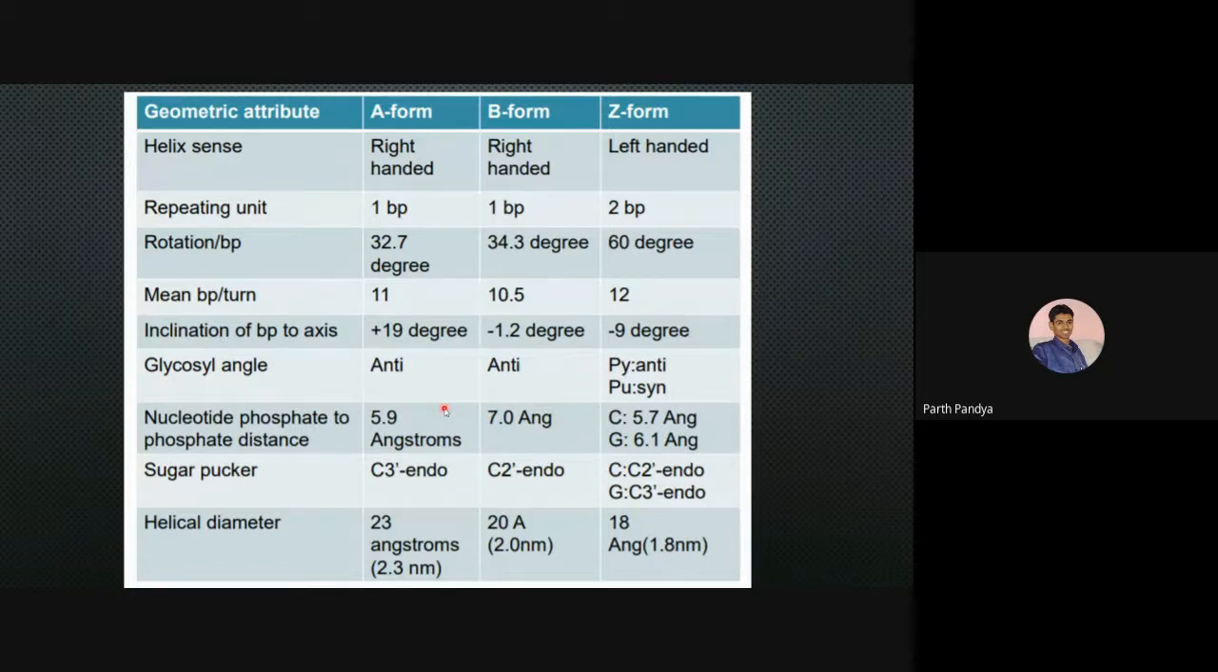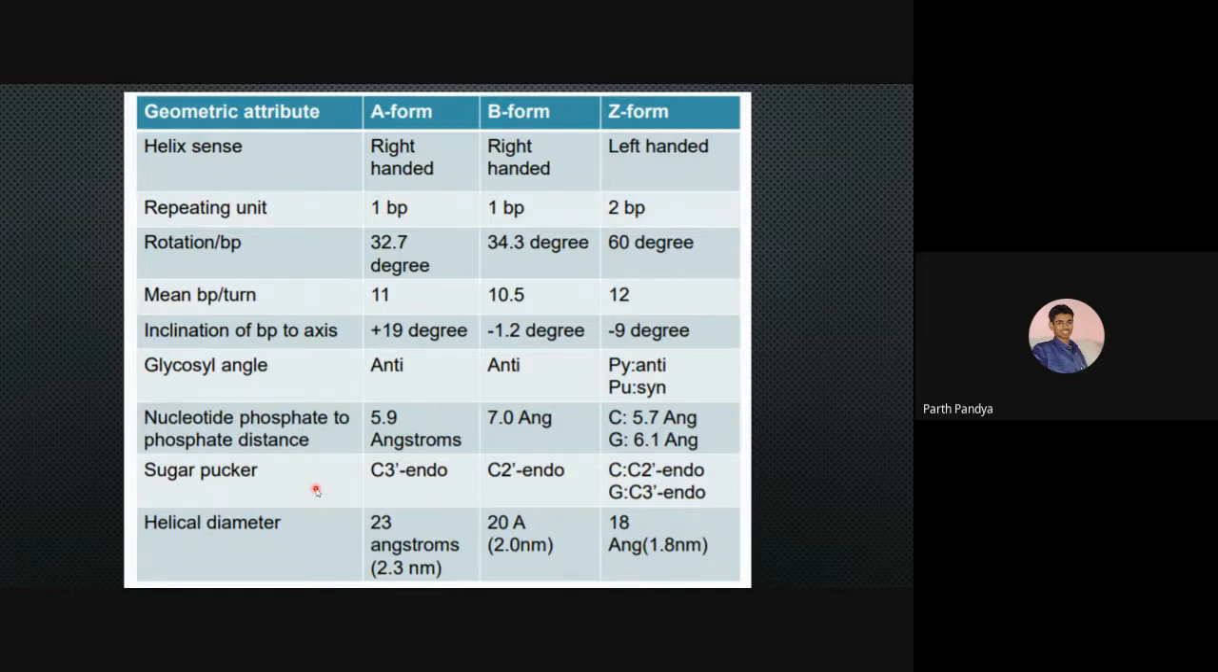Nucleotide phosphate to phosphate distance, if you see, is around 5.9 Angstrom in A form, whereas in B form it is slightly separated, 7 Angstrom. In Z form, it is 5.7 for C and 6.1 for G. Sugar puckering, that is more inclined towards which carbon?